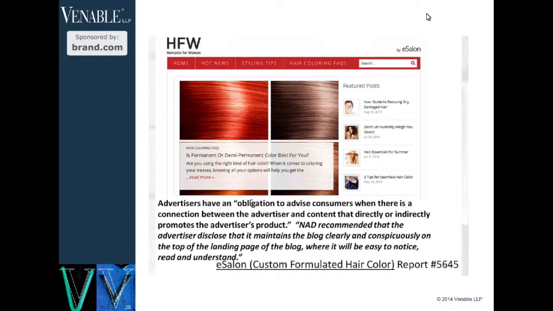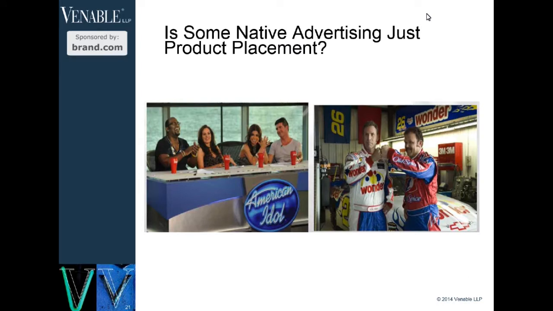In a similar case that the National Advertising Division, or NAD, brought recently involved a company called eSalon. And they looked at a website that was hosted by eSalon, which is a company that sells hair color. And the website, which was called Hair Color for Women, had general information about hair color. Now, eSalon had originally disclosed that it ran this site, but the NAD was concerned that the disclosure was in small print at the bottom of the website, and this wasn't sufficient. So what they recommended, and what you see on this screen, is disclosure that eSalon runs this site at the top of the page. And they said that it should be repeated on all of the pages on the website.